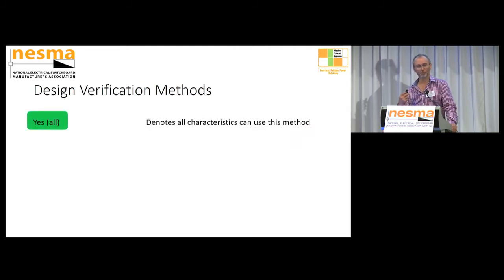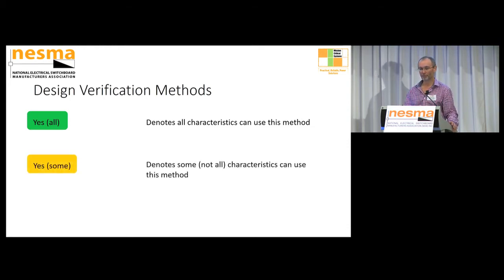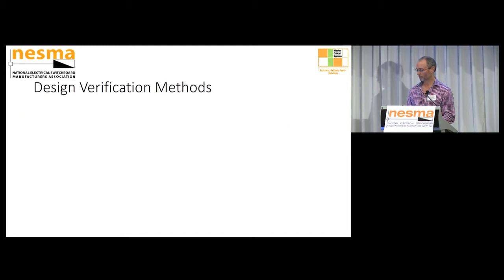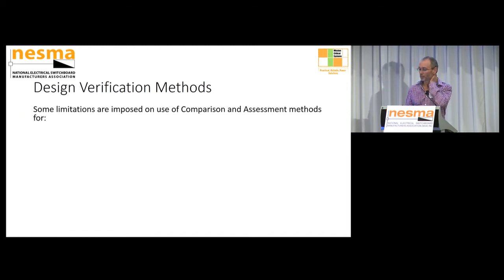So I'm just going to run through a very simplified version of this table. If it's green, it says yes, you can do all the characteristics. If it's orange, or whatever colour that looks like on the screen for you, it means that some but not all of the characteristics in a category can use that method, and if it's grey and crossed out, it means you can't use it at all. So there are 13 different categories, right?